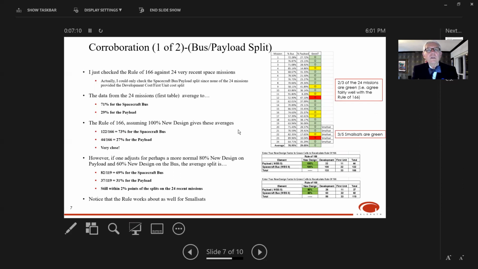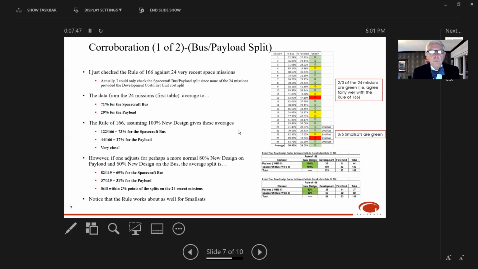Okay, so I've tried to corroborate this with 24 recent space missions. Now, actually, I can only corroborate this spacecraft bus payload split. That's the only thing I could check because none of these 24 missions actually gave the development costs and first unit costs as separate entities. They're mixed together or added together. That's because in a one-off spacecraft development program, the developers don't normally think of non-recurring or recurring costs separately. So I could check the spacecraft bus split with these 24 missions, but not the other.